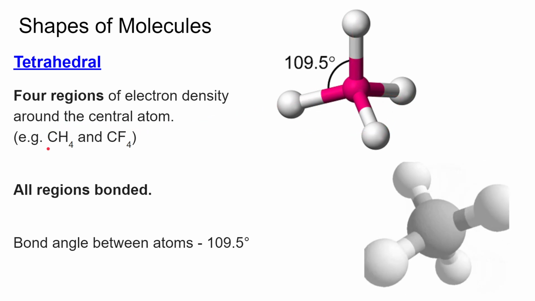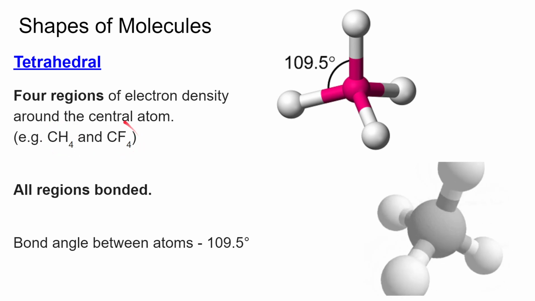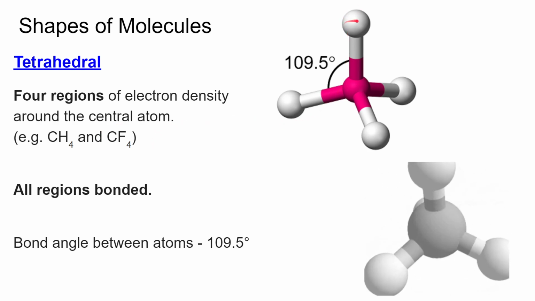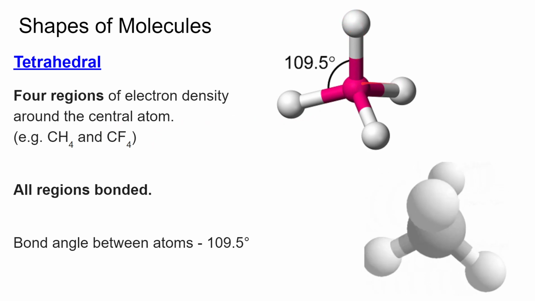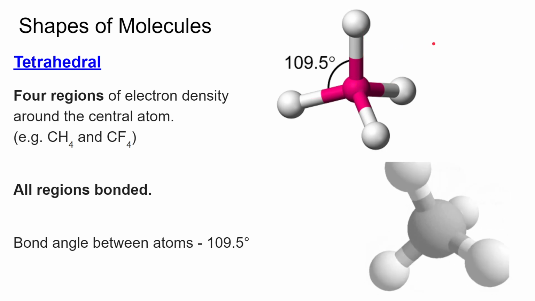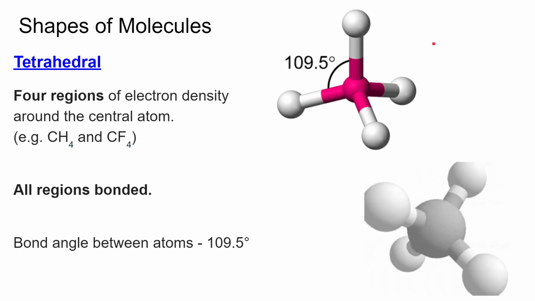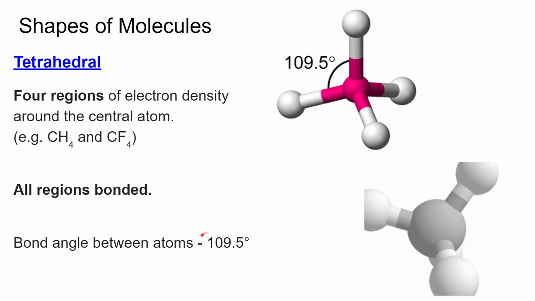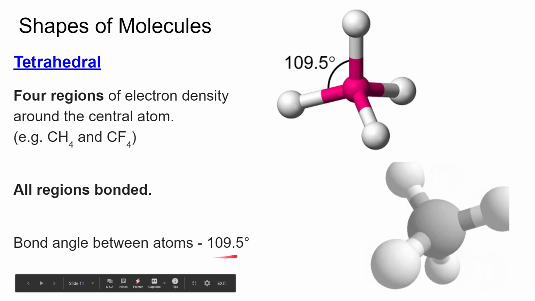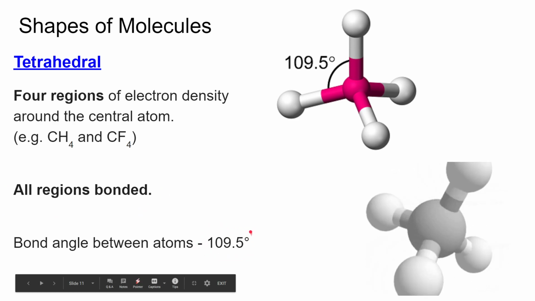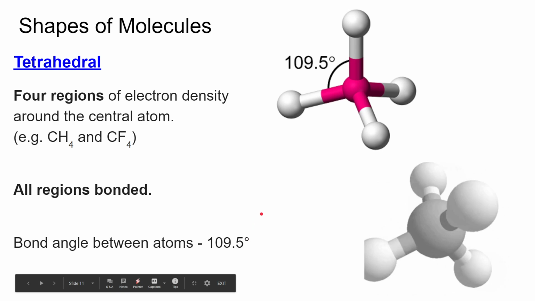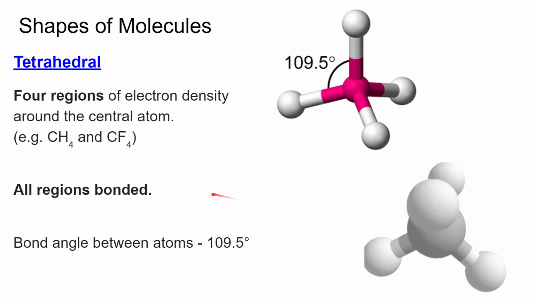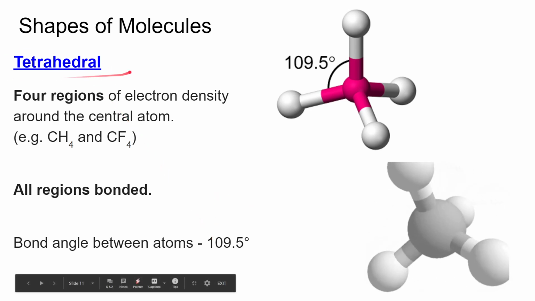This is really common in molecules like methane, CH4, and tetrafluorocarbon, which is this one. So these will be your fluorines or your hydrogens around a central carbon. Carbon forms four bonds, and so you've got four electron dense regions around the central atom. All the regions are bonded, and you've got the bond angle of 109.5 degrees. It's important that you remember this bond angle as well as all the others. So you've got 180 degrees for linear, 120 degrees for trigonal planar, 109.5 for tetrahedral.